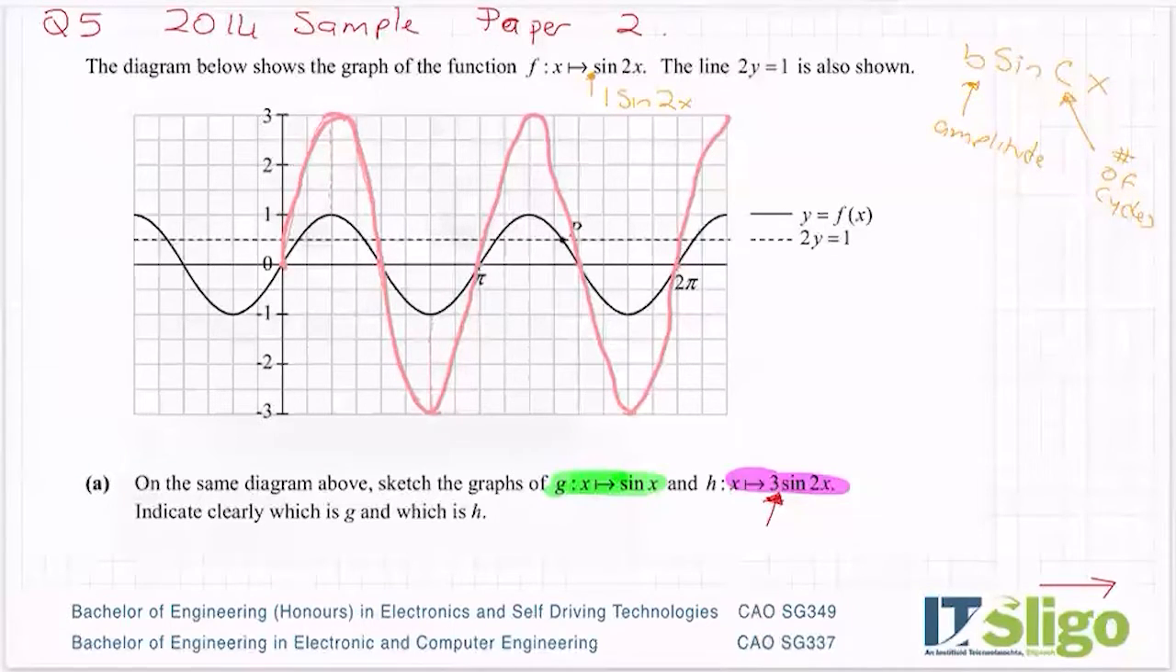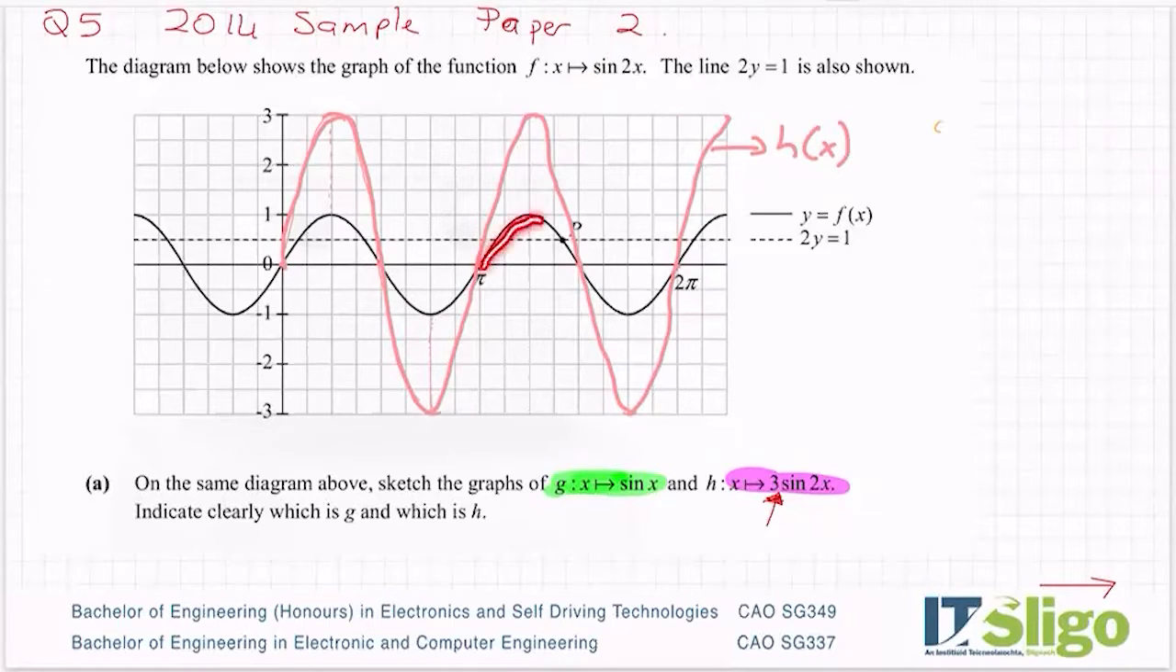Okay, I'm not the best drawer. And that one is h of x. So I hope that makes sense. Apologies for the wobble, but anyway, it follows this one perfectly, except it's just much bigger. It's a much stronger signal.